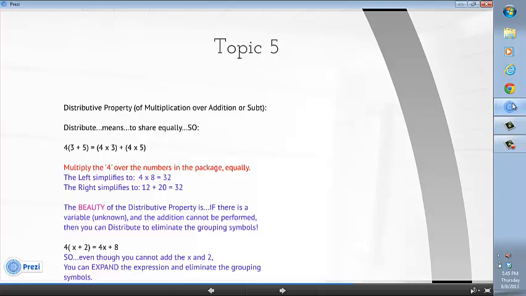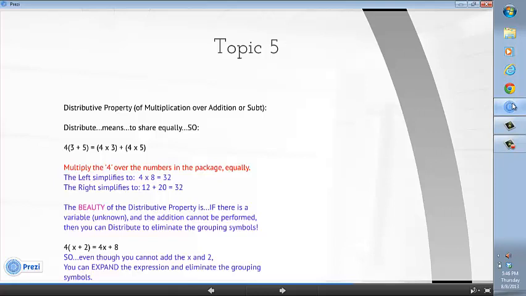So on the left-hand side, if you're going to share 4 equally with that 3 plus 5 sum, then you have to share 4 with the 3. So 4 times 3, and then plus you have to share 4 with the 5. So 4 times 5. Again, the arithmetic, though, works out exactly the same. On the left-hand side, that would be 4 times 8, which is 32. On the right-hand side, that would be 12 plus 20, which is again 32.